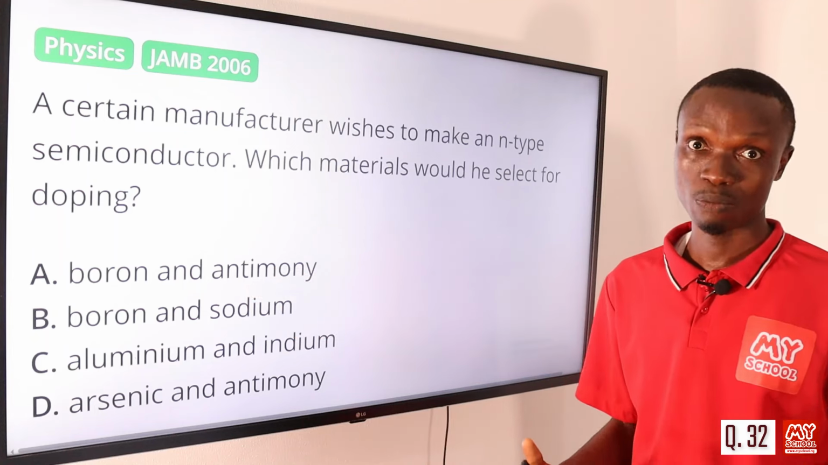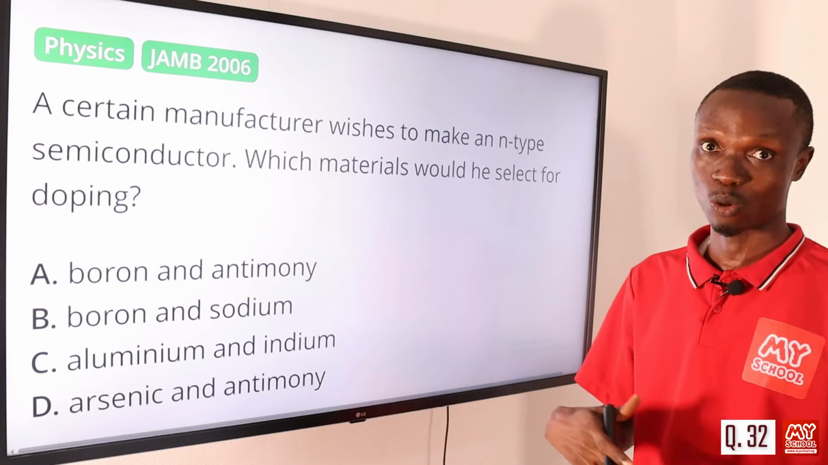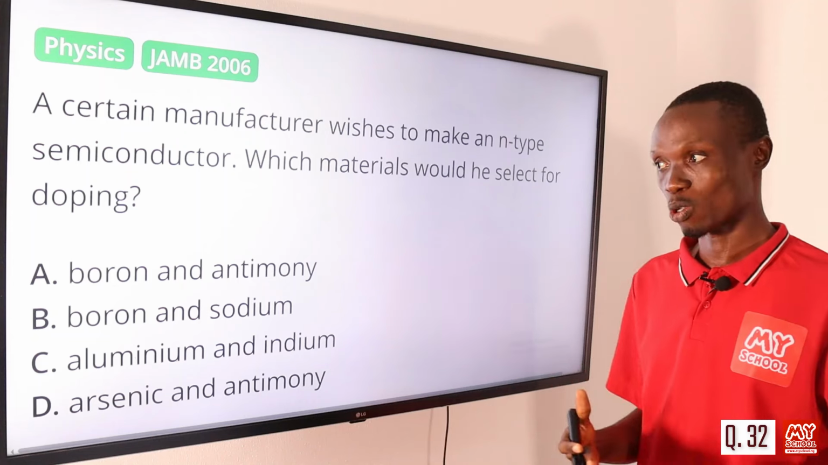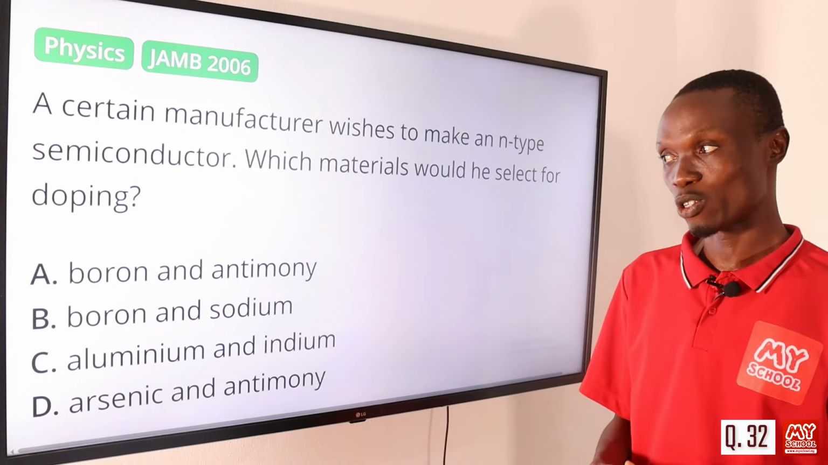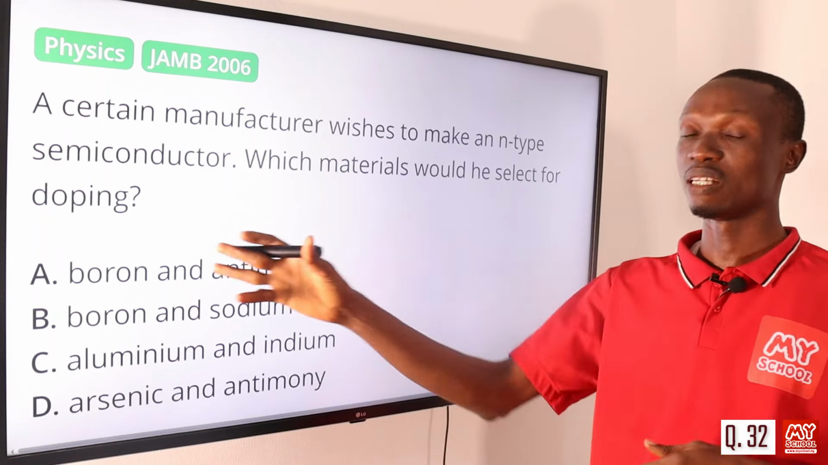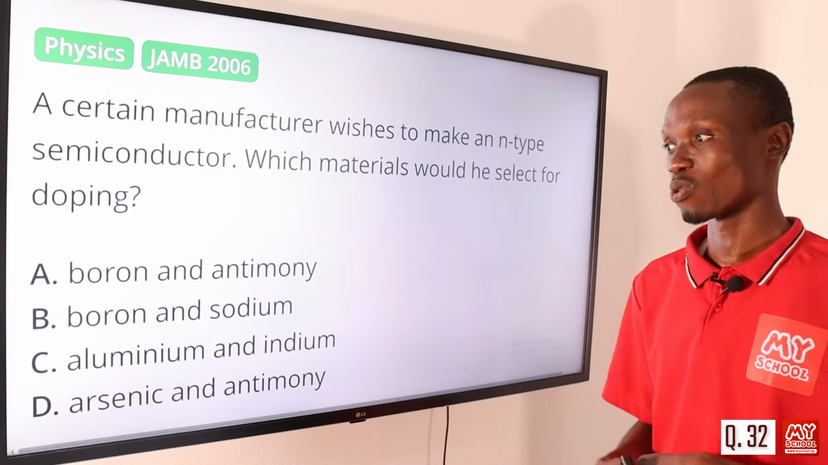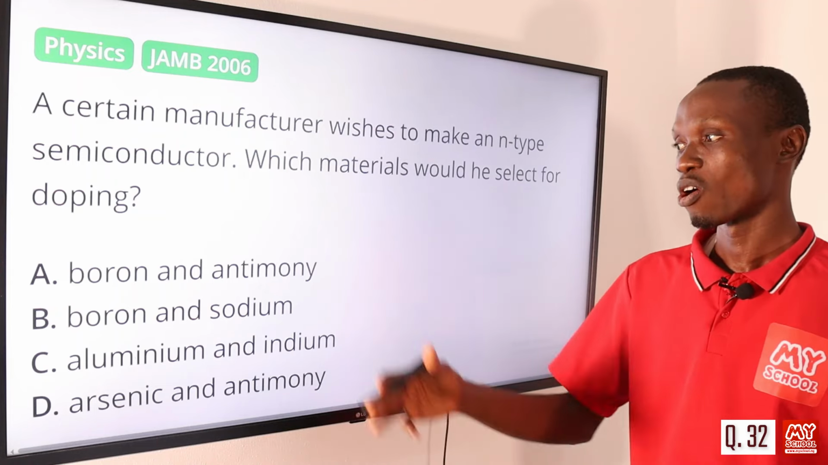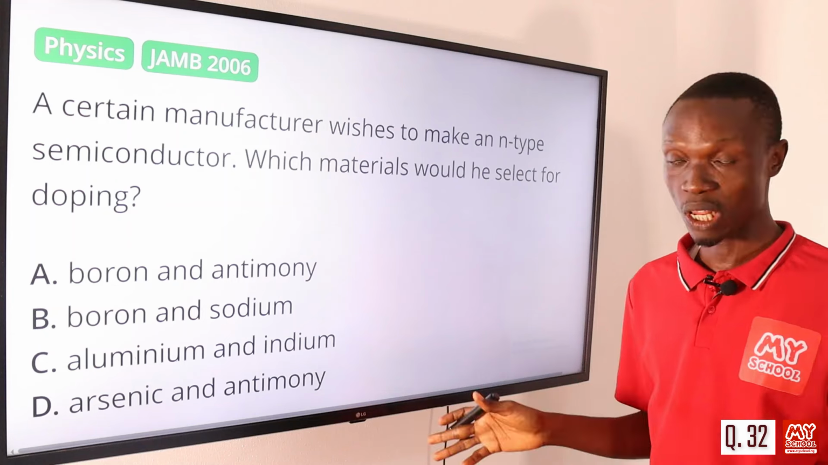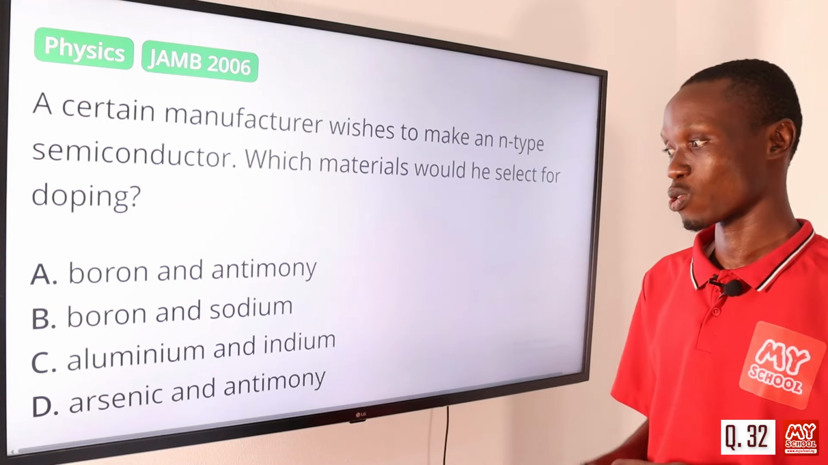Boron is trivalent, meaning it has fewer electrons than the semiconductor material, but antimony is pentavalent, meaning it has 5, but here they needed 2. So option A is not correct. Why option B? Boron is trivalent, while sodium is monovalent. So option B is also not correct.